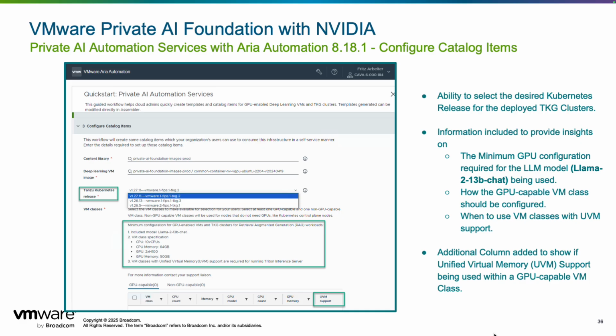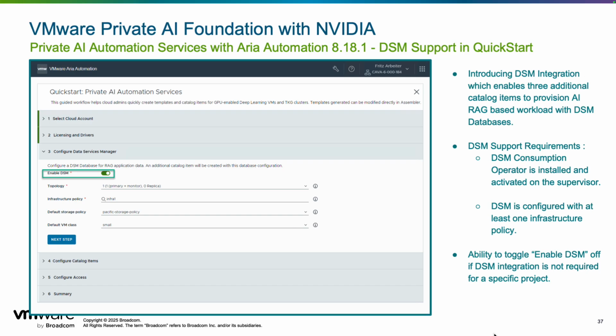But here I'm saying that you're going to get 2 H100 GPUs in the lower green box there when you provision this catalog item that I'm building now. So I'm restricting the amount of GPU power anybody can get when they choose one of the catalog items. And I'm going to switch on UVM, which is a unified virtual memory facility that is needed to run some of the NVIDIA components here. So I can enable DSM at quick start time so that I can provision not just the deep learning VM or the Kubernetes cluster, but also provision the capability of having a vector database.